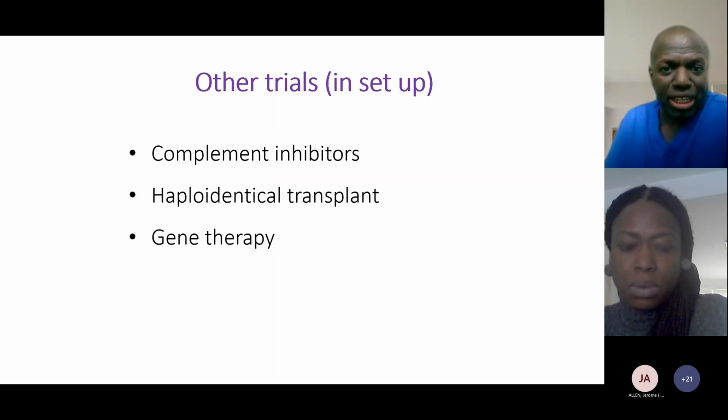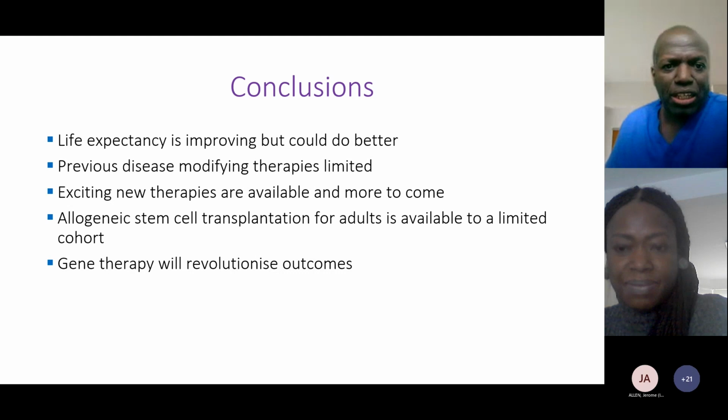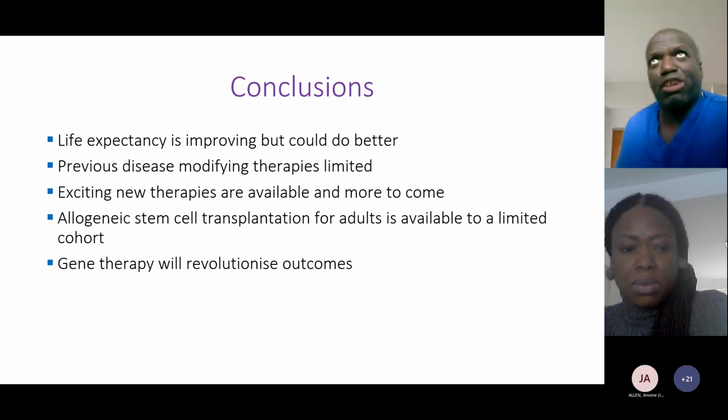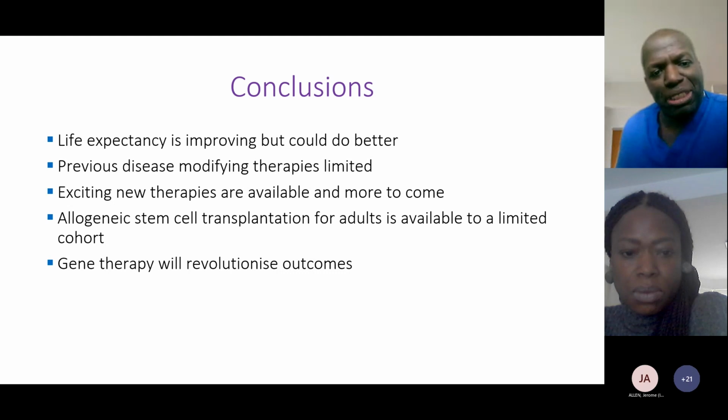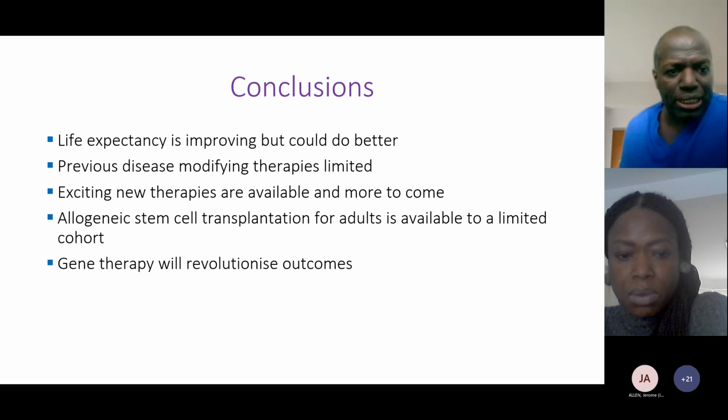And this is the list of the upcoming trials that we should have available in sickle and thalassemia, well, actually mainly in sickle in Imperial. So life expectancy has improved over the last few years, last 10, 15 years, but it certainly can do much more. Previous therapies have showed limited effect on disease modification. New existing therapies are showing more promise, and I hope that more of these drugs are available, and that will continue to improve mortality and morbidity.